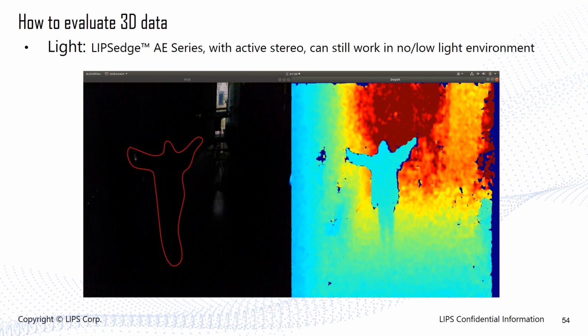Another way to evaluate a 3D camera is to verify whether the camera can provide depth under low light conditions. In this example, even though in the dark, the camera can still identify a person and reflect the depth in the room without light.